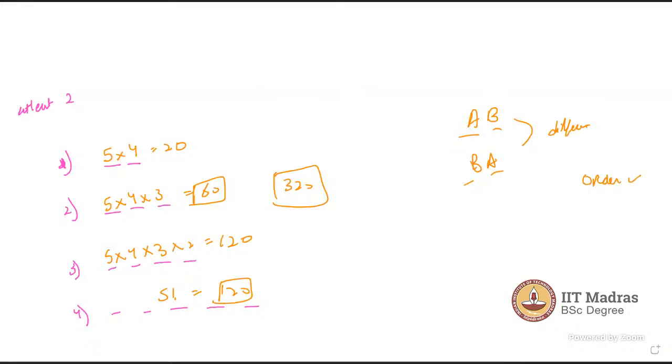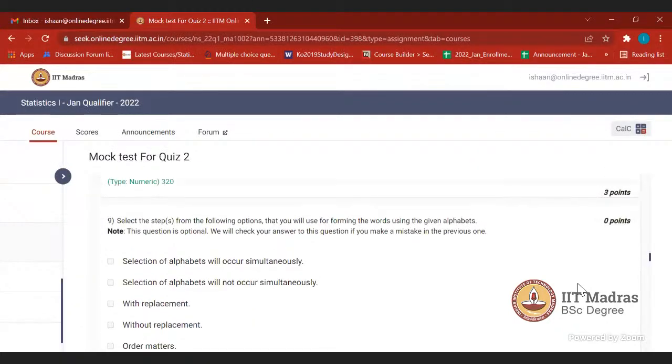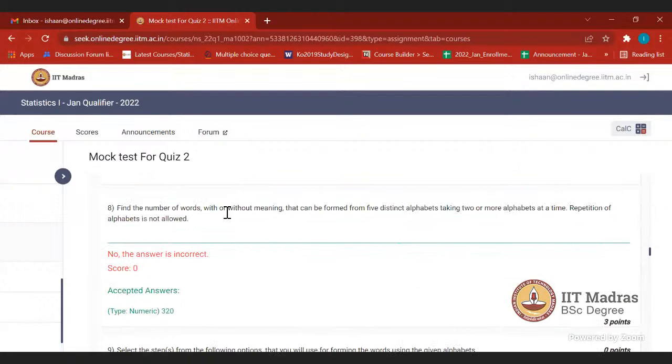But in the question it's mentioned with or without meaning. Which one? Without meaning. The words you are forming should not necessarily have any meaning. They could be any random words, which are not even in the dictionary. Without meaning means it should not be a dictionary word. It could be any random word. ABA is also a word.